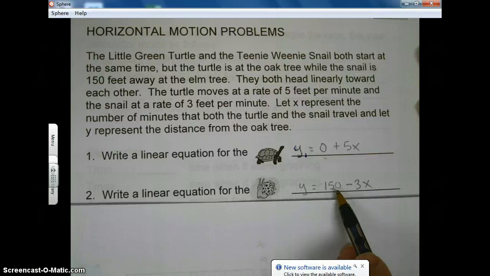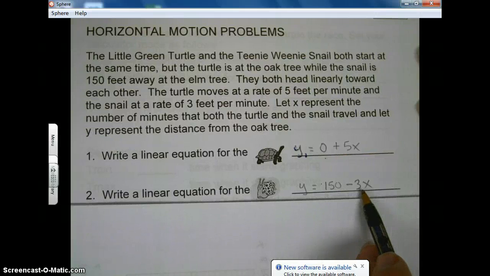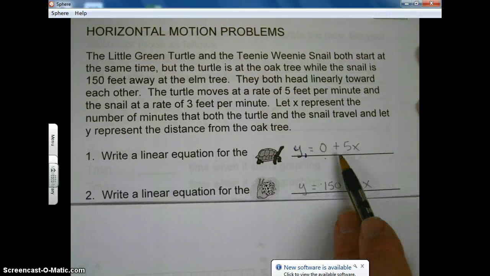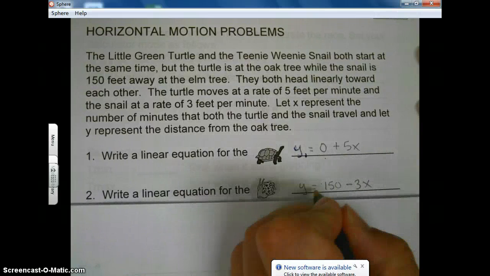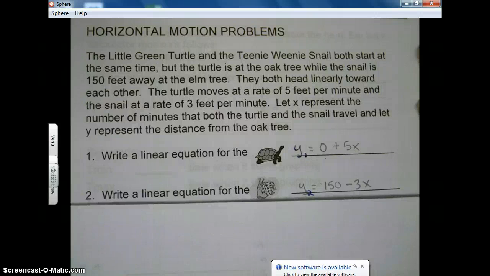Here, the snail starts 150 feet from the oak tree, so that's how far he is from the oak tree, and his distance is decreasing at 3 feet per minute. He's getting closer to the oak tree. So turtle's going away, snail's getting closer. We'll call that y sub 2.